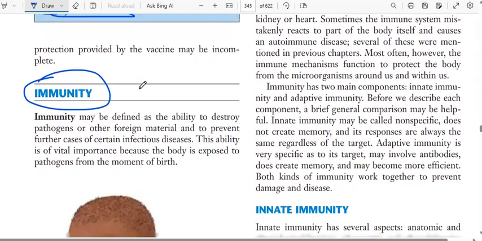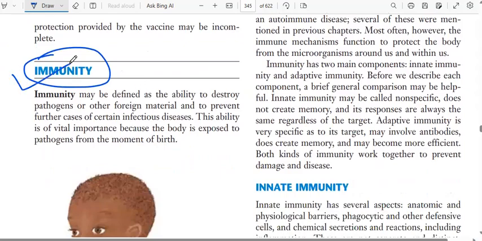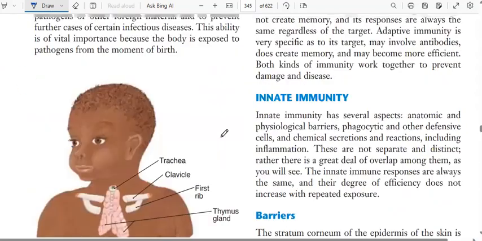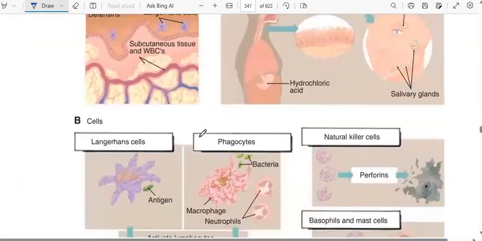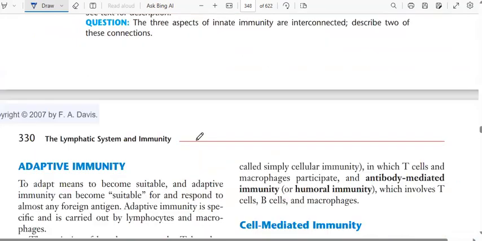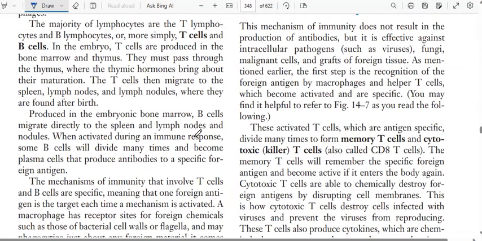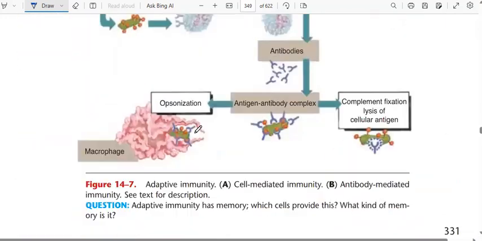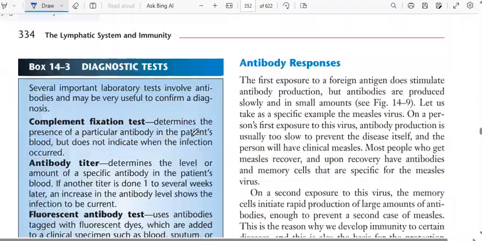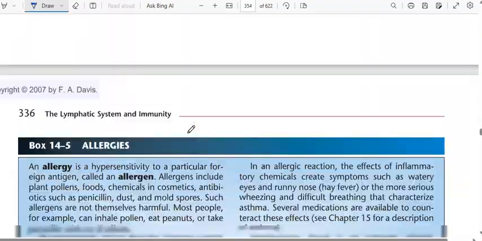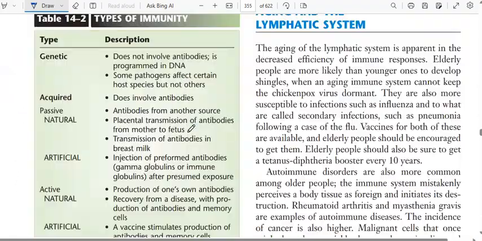Okay. Now we'll start immunity. Immunity is a very big chapter here. We have to understand it very clearly because immunity is the base of any system. Immunity is the reason a pathogen is able to enter or not. If the immunity is good, the patient is good. If the immunity is bad, the patient is bad. Okay. So now we'll discuss all these things in detail here.